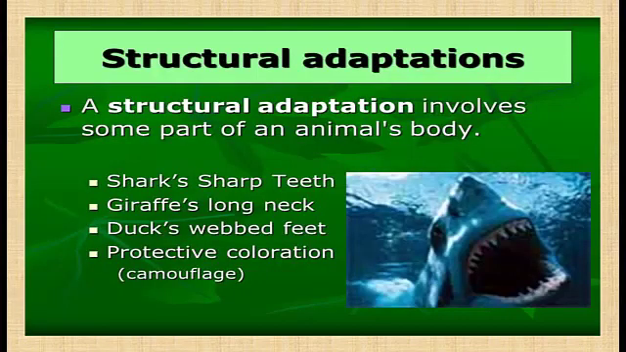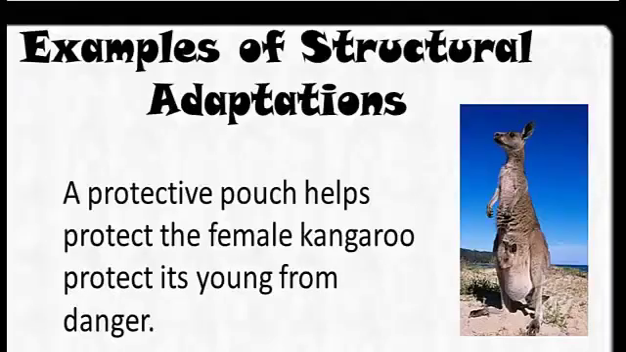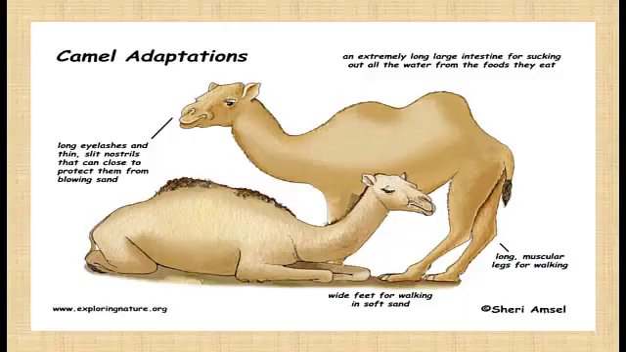Some examples of structural adaptation. Students, as you know, structural adaptation involves some parts of an animal's body, just like sharks' sharp teeth, giraffes' long neck, ducks' webbed feet, and protective coloration known as camouflage of Arctic fox. Another structural adaptation is a protective pouch of a female kangaroo. It protects its young from the danger.